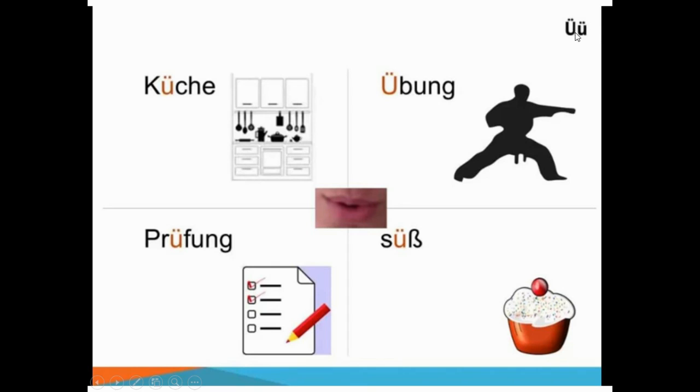Next is u umlaut, and this sound is like "ue". First one is Küche. Küche means kitchen. Next is Übung. Übung means exercise. Next is Prüfung. Prüfung means exam. And fourth one is süß, which means sweet. So the sound of u umlaut is like "ue". So this is Küche, Übung, Prüfung und süß.